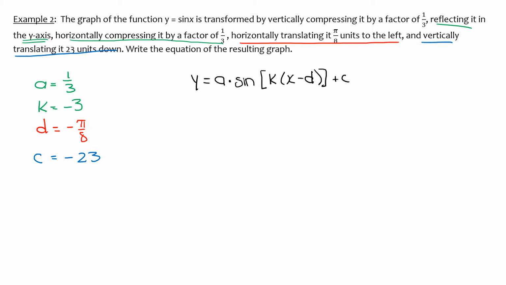So our answer is going to be y equals 1/3 times sine of our k value, -3, times x, we're using x, and then plus pi/8, close both brackets, minus 23. So that's all there is to that question. It's a question that was actually in your textbook, but students sometimes get confused because of the 1/3 and the 3 and all that, so I wanted to go over that one for you myself.